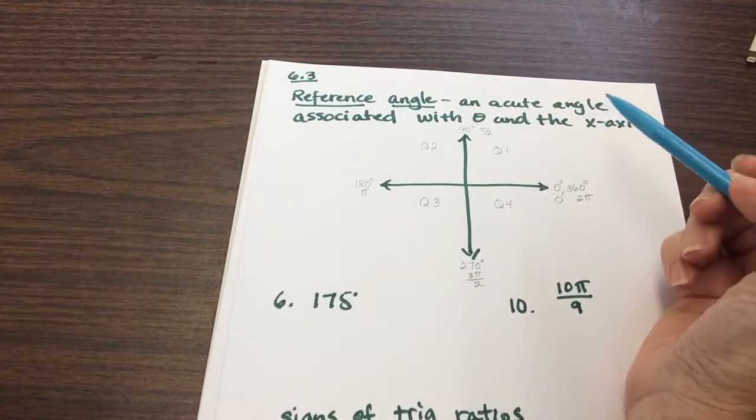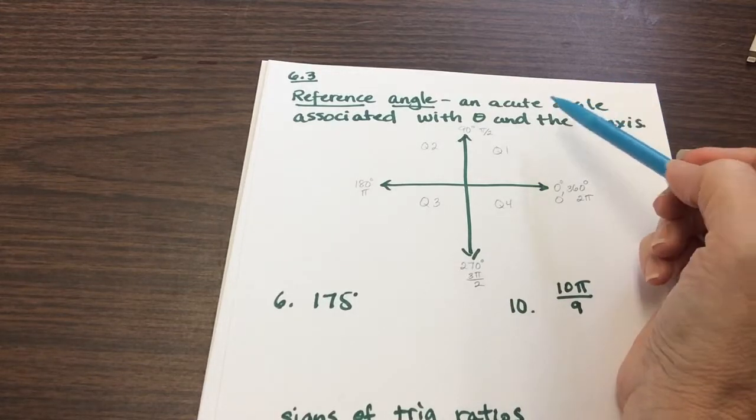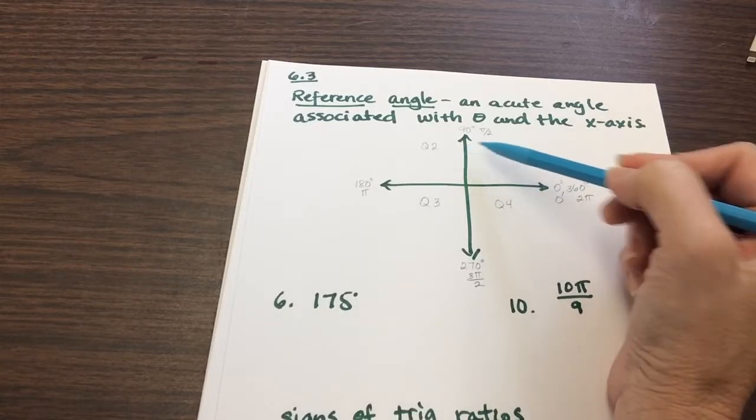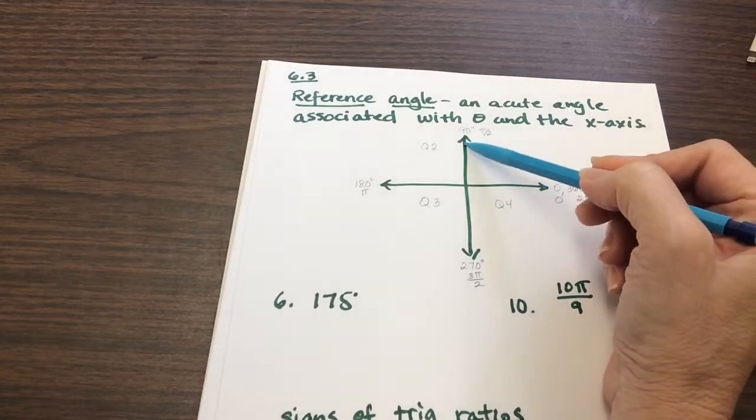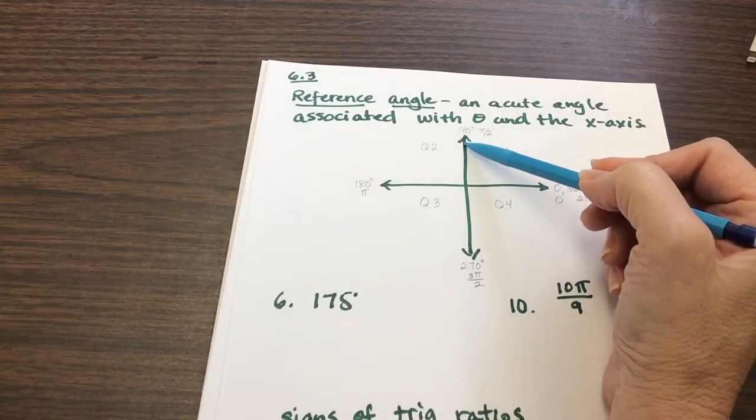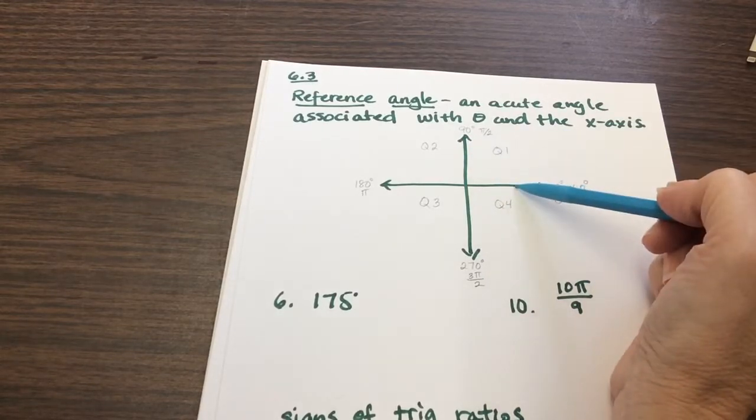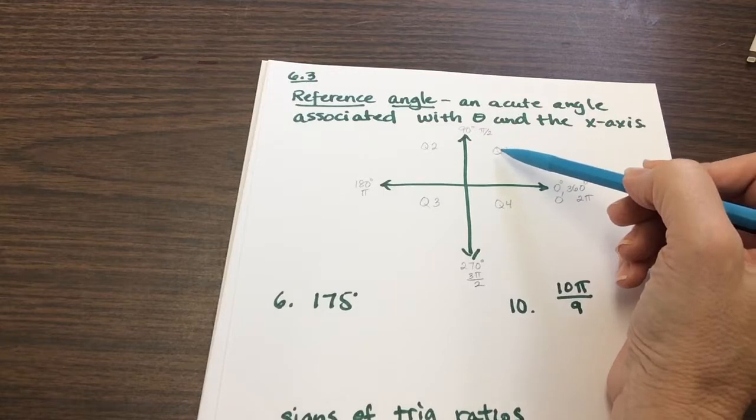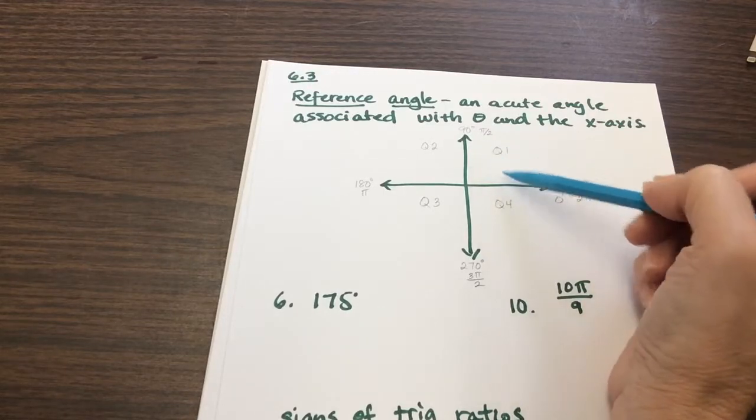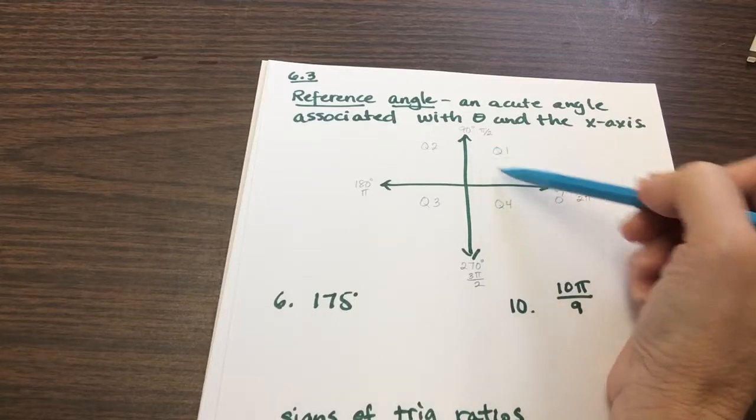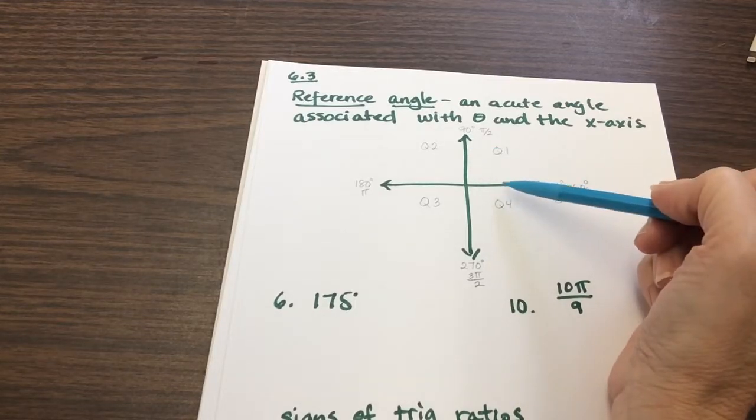Okay, so if I'm trying to figure out what an acute angle associated with theta and the x-axis is, my first quadrant is between 0 and 90 degrees, and an acute angle is less than 90 degrees. So anything in the first quadrant is going to be an acute angle. So if my angle is in the first quadrant, the reference angle is itself, because all those angles are acute.